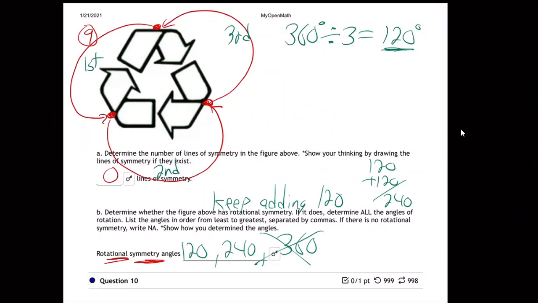When you turn it all the way around, every shape will do that. We're not interested in that. We're interested in angles less than 360 that come back onto themselves. So the 2 angles of rotation symmetry would be 120 and 240, which is 1/3 of the way around and 2/3 of all the way around. There we go.